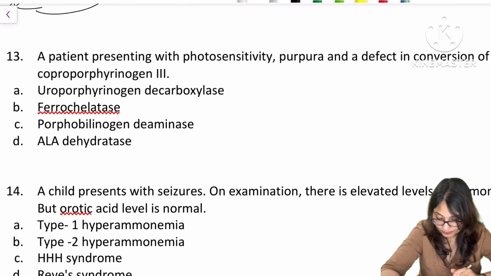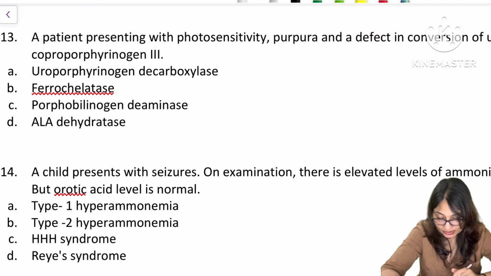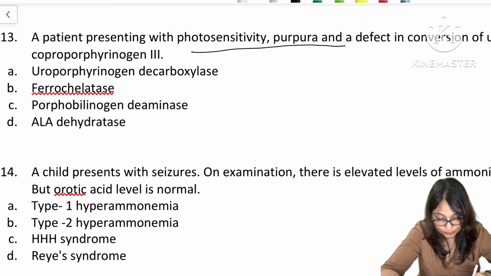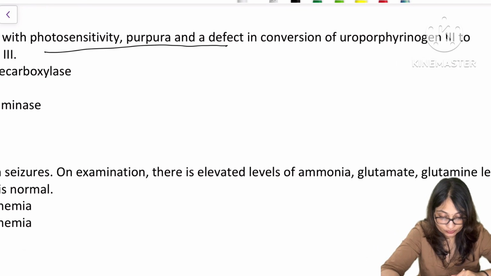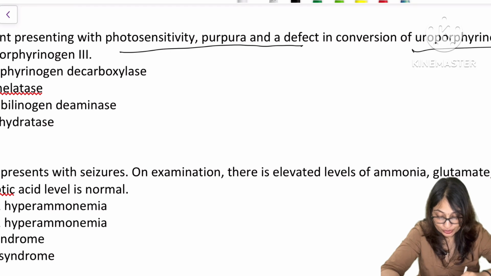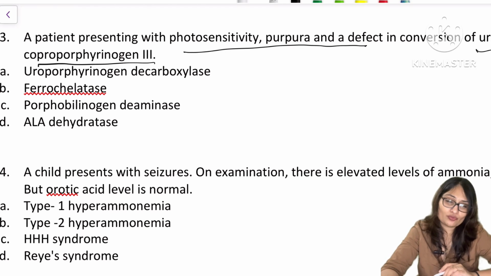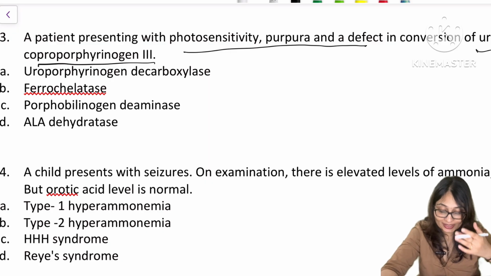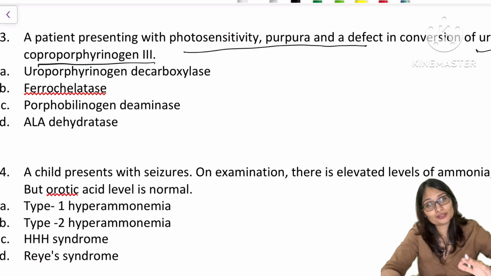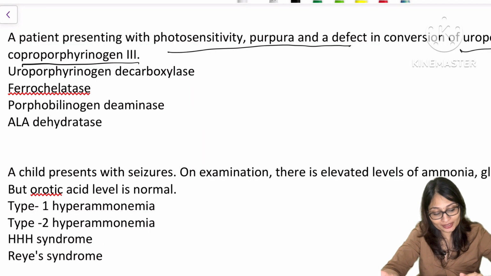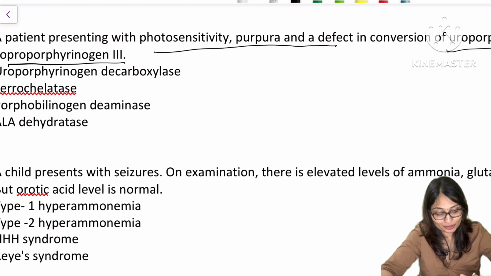Next question here. A patient presenting with photosensitivity, purpura and defect in conversion of uroporphyrinogen 3 to coproporphyrinogen 3. Which of the following enzymes is involved? Even if you forgot the whole pathway, we could have got it right using your common sense.